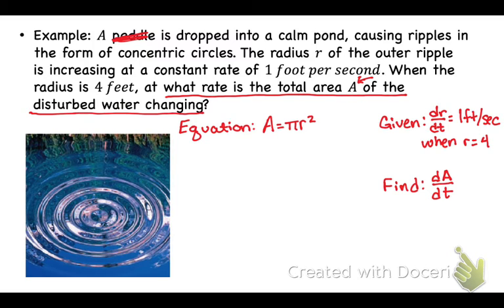So next thing, what am I going to do? I'm going to take the derivative with respect to time, right? So I'm going to take my problem and do d dt. On the left, I'm going to get dA dt. And on the right, remember pi is a constant. So what is that? 2 pi r dr dt.